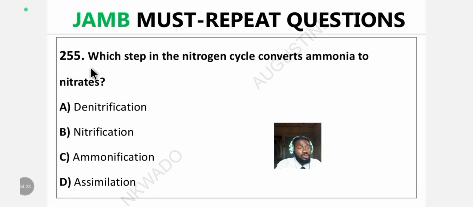Question 255. Don't disappoint me in this one, though. I just taught you. Which step in the nitrogen cycle converts ammonia to nitrates? A. Denitrification. B. Nitrification. C. Ammonification. D. Assimilation. What's the answer? Drop the answer in the comment section, my scholar.